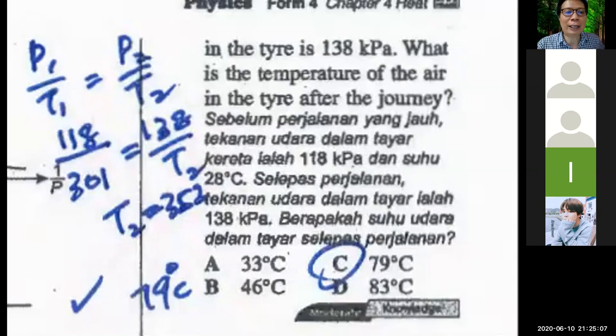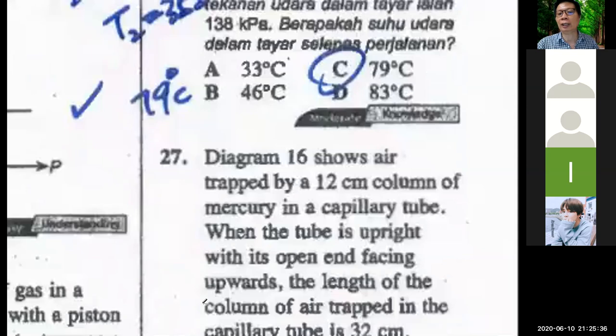How do you get 79? From 352 Kelvin, how to get 79 Celsius? Minus 273. Yes, correct. From Kelvin change to Celsius, you minus 273. So you get this.